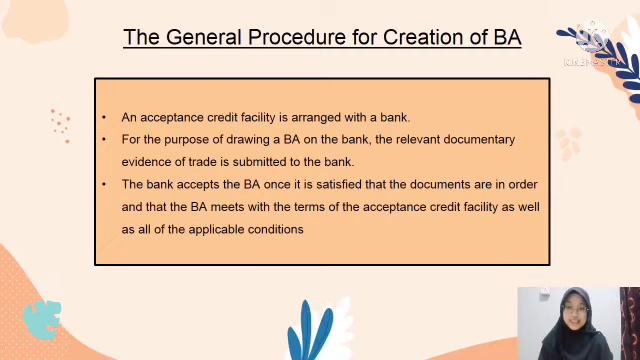So the first procedure is an acceptance credit facility is arranged with a bank. Next, for the purpose of drawing a banker acceptance on the bank, the relevant document evidence of trade is submitted to the bank. Lastly, the bank will accept the banker acceptance once it is satisfied that the documents are in order and that the banker acceptance meets with the terms of the acceptance credit facility as well as all of the applicable conditions.